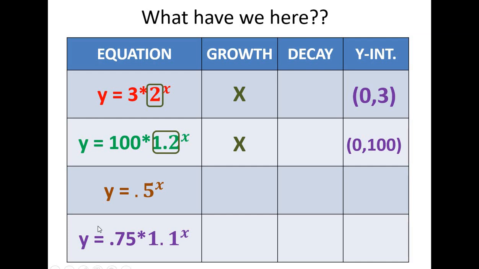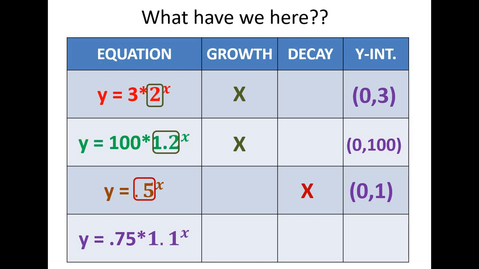Now let's look at this third one. y equals 0.5 to the x. Well, that one's decay this time. Reason? My b value, which is 0.5, is less than 1 and greater than 0, so it's between those two. But I don't have a number right here. There's no number right here like there was here. There was 100 here. There was 3. If there's no number right here, it's a 1. So there's my y-intercept.